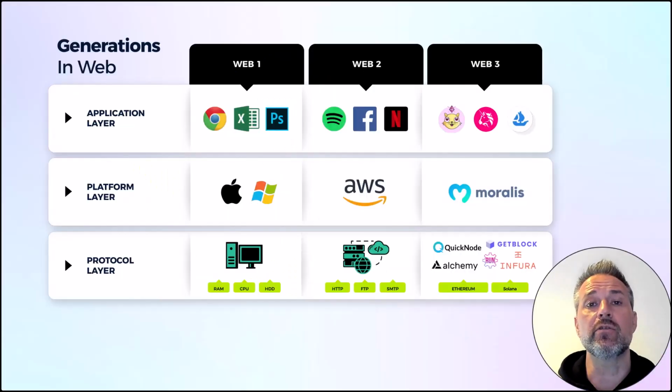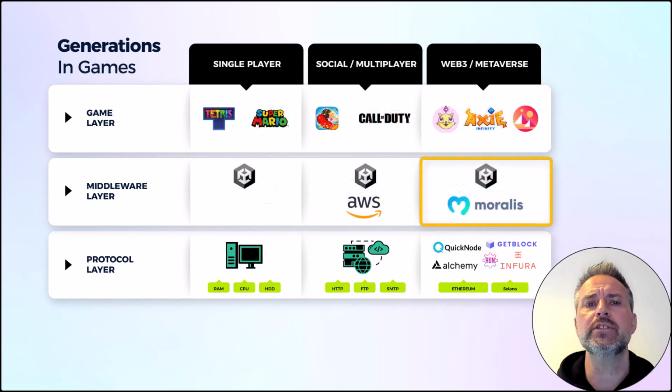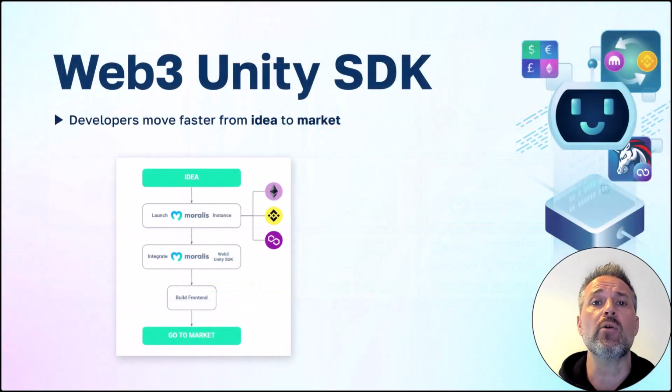Let's take a look at the generations in web. We're currently departing Web 2 and experiencing more and more Web 3 experiences powered by the blockchain. Now, it's not a perfect analogy, but let's look at the generations in games. Each day, we're seeing more and more Web 3 experiences. And with the power of middleware technologies like Unity as a game engine and Moralis to empower the Web 3 aspects of our game projects, we're able to move from idea to market faster.